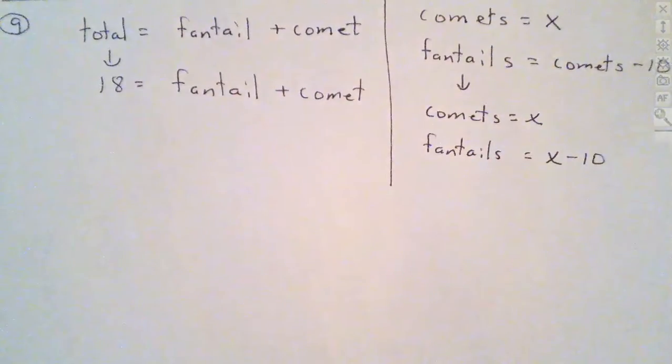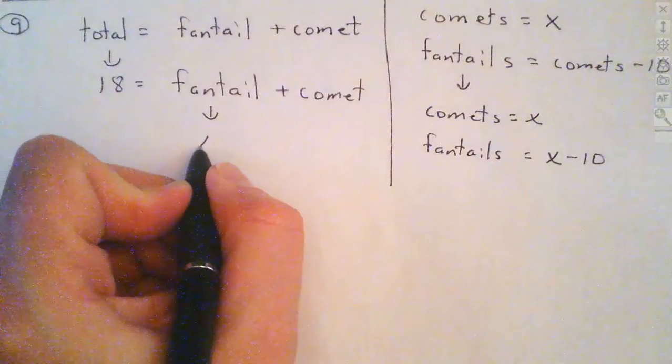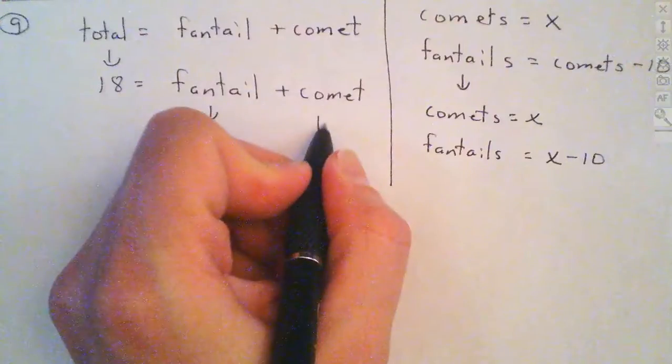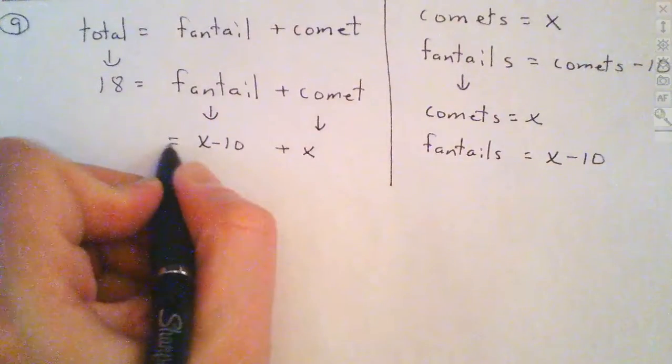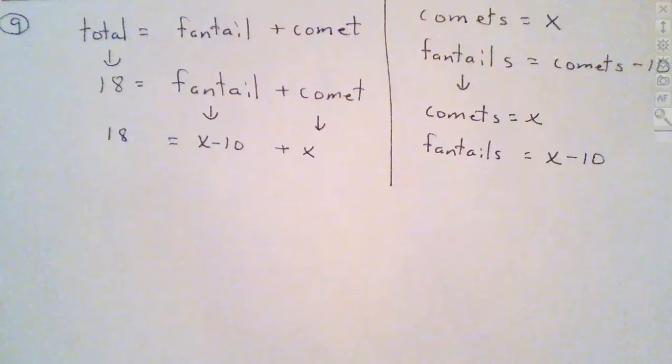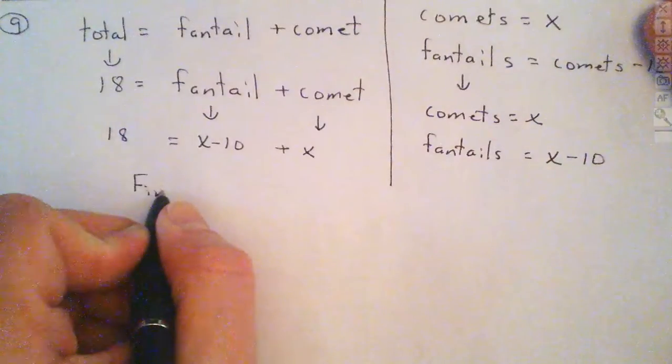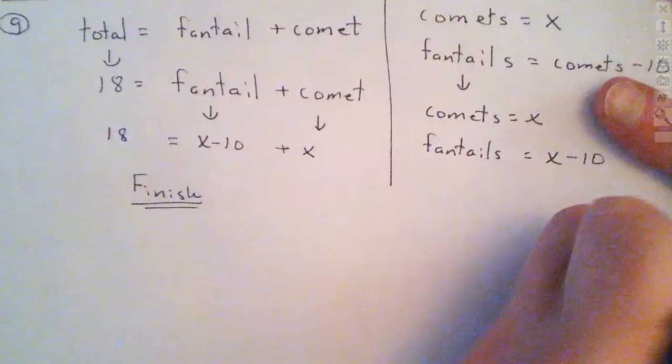Now we have everything that we need to build our equation. So our fantails is x minus 10. The comets is x. And they sum together to give you 18. We'll go ahead and solve this out. And I want you to go ahead and find both the comets and the fantail. And what we want in this case is we want to know how many comets she had. So x represents comets, but go ahead and get them both. So you can finish that equation from here.